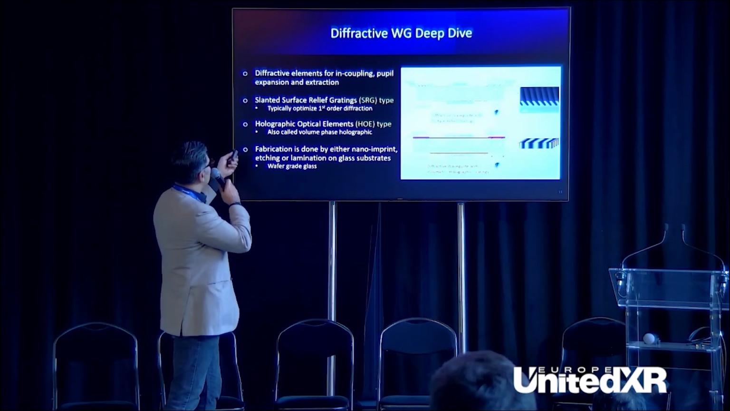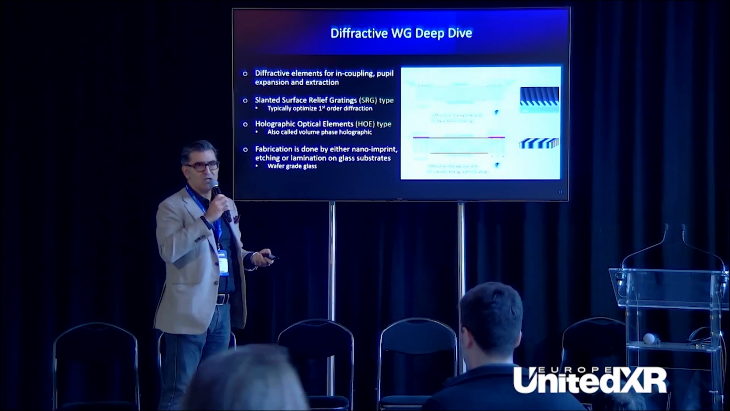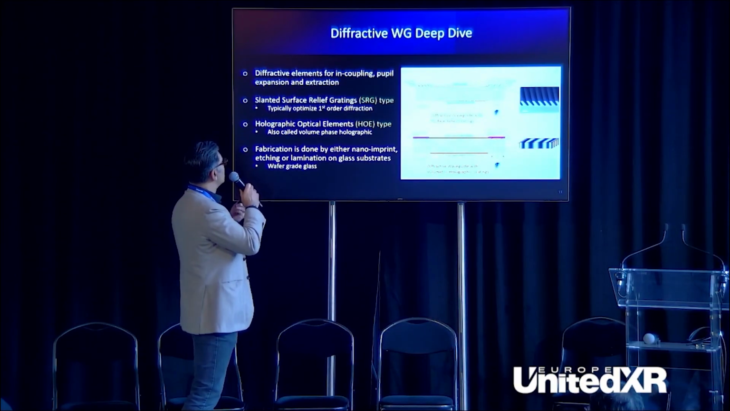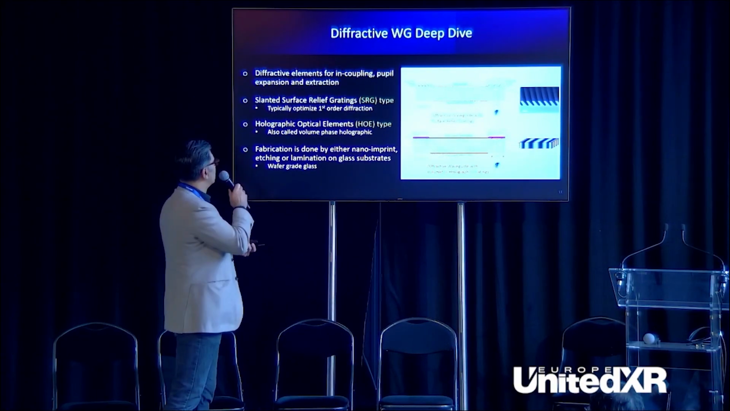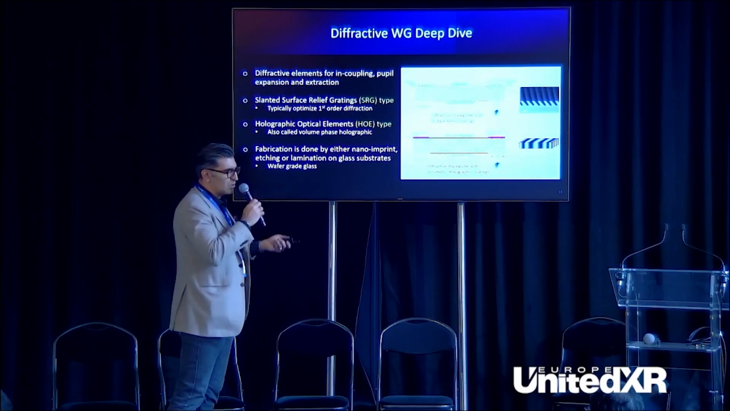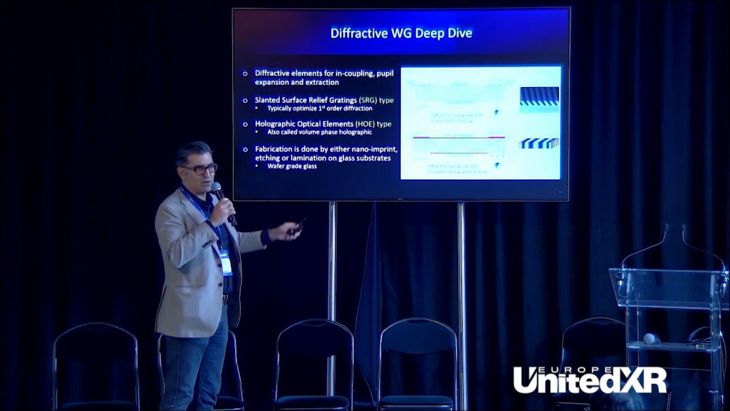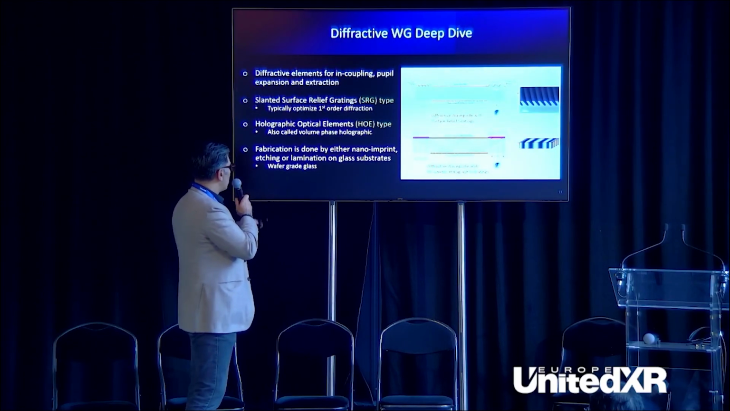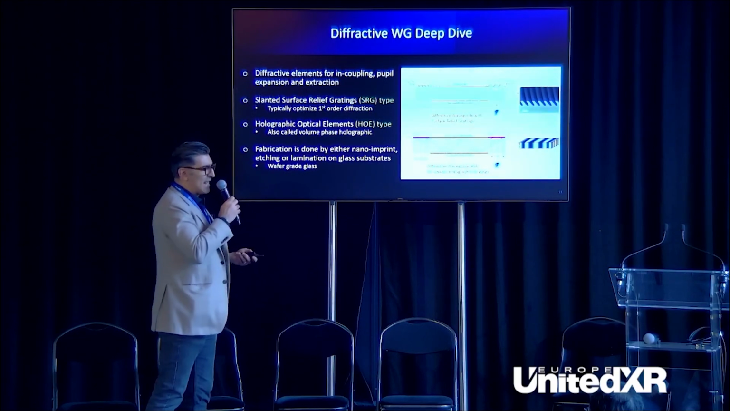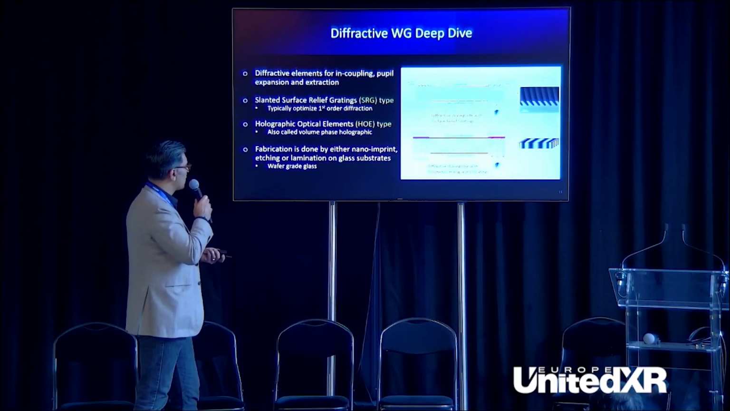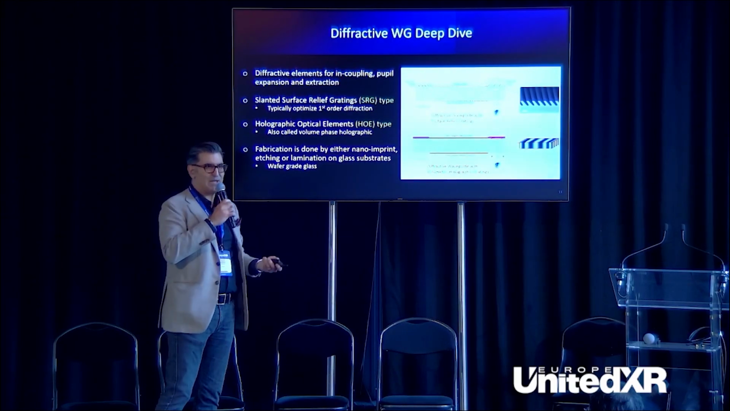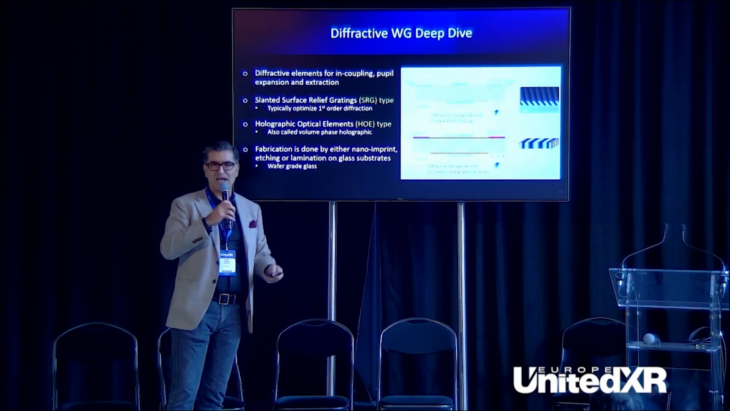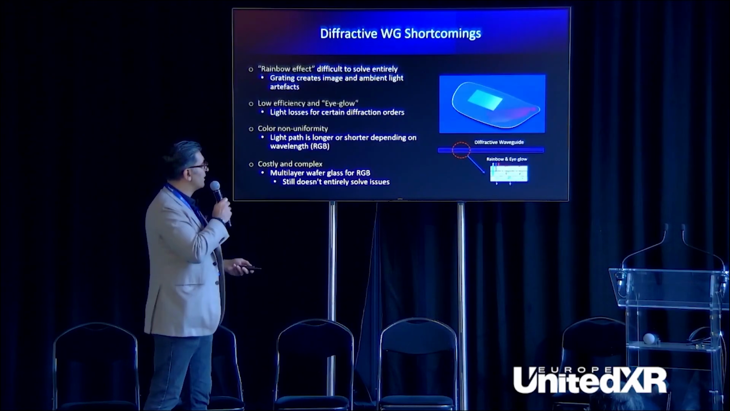And here, there's two different types of diffractive structures. There's the SRG type, or slanted surface relief gratings, okay? And there's the holographic optical elements. They work very similarly, and they're both diffractive technologies. Fabrication is done either by nano imprint, etching, or lamination of these diffractive structures, or sometimes they'll laminate the whole hologram onto the waveguide.